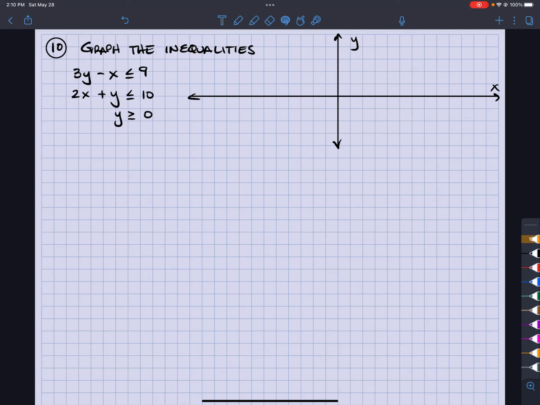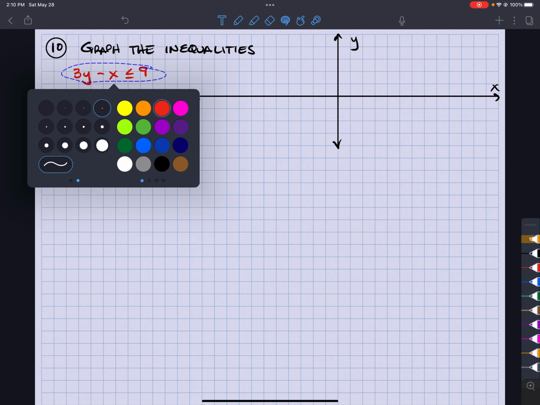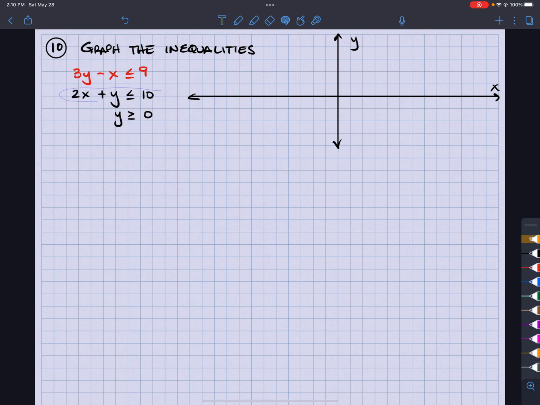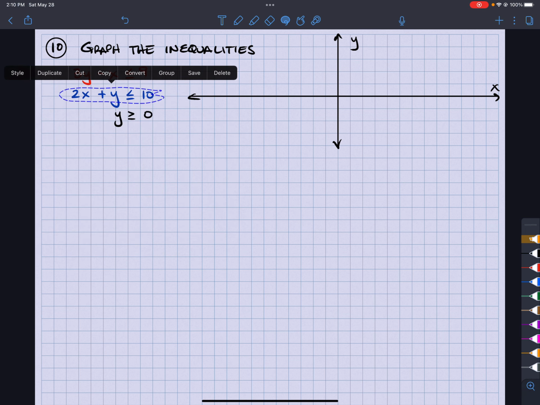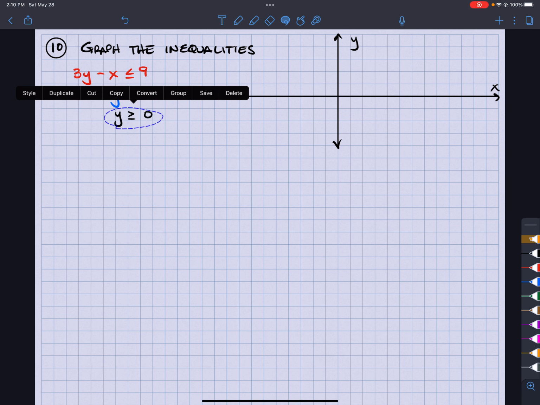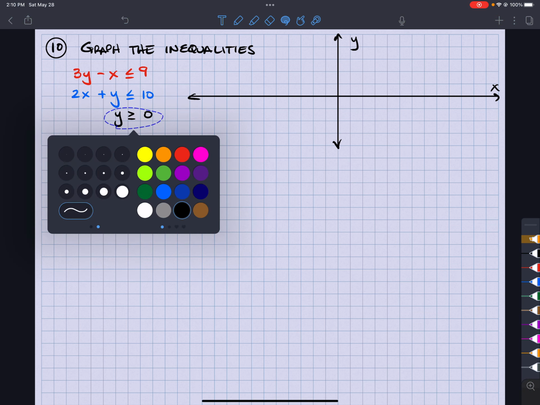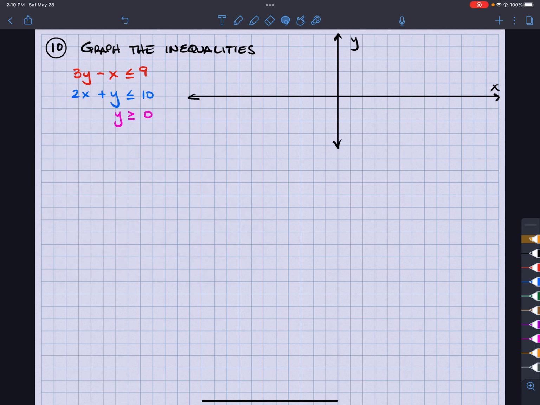All right, so I have to graph these inequalities. First thing I'm going to do is change these to all different colors so that you can see them being drawn on the graph with different colors. Let's see here, let's make that pink, why not? Okay, so if I was to take the first one, and you know what, let's do this.